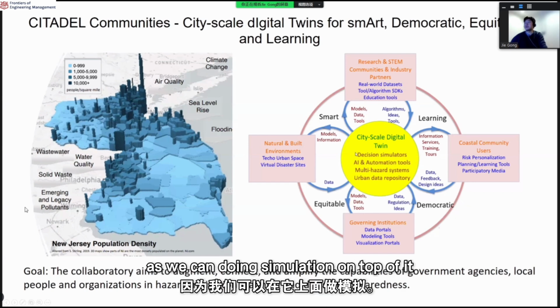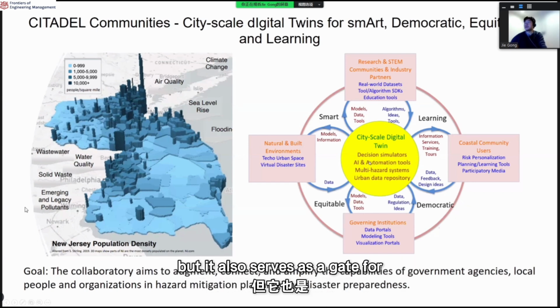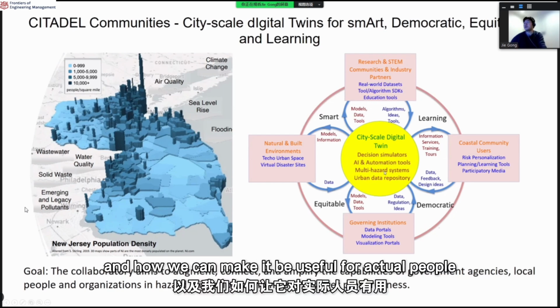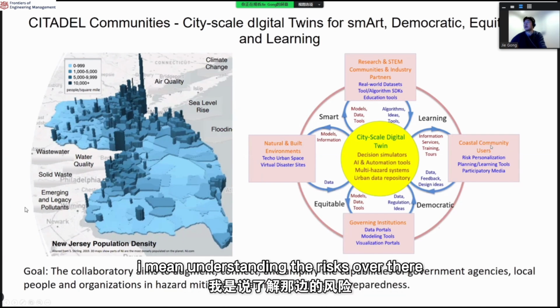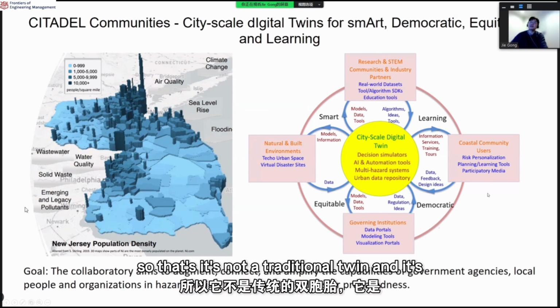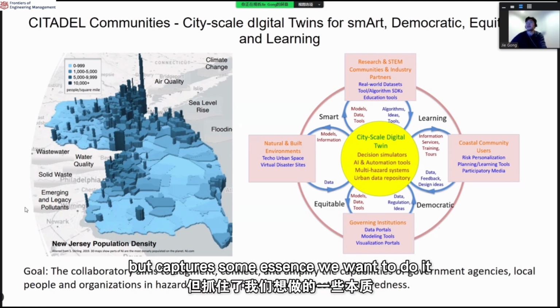As we can do simulation on top of it, it also serves as a gate for universities to experiment on that, and for looking at how to use it for the government to make decisions, modeling over there. More importantly, we want to make it useful for actual people living in the area, to understand the risks over there and participate in the process right here. So it's not a traditional digital twin, but it captures some essence of what we want to do.